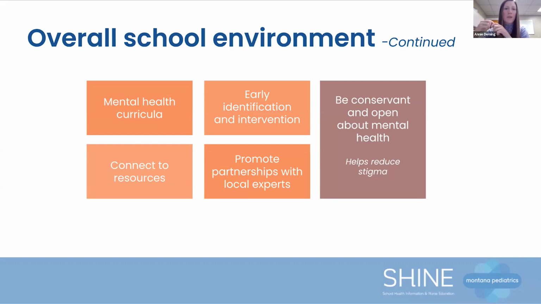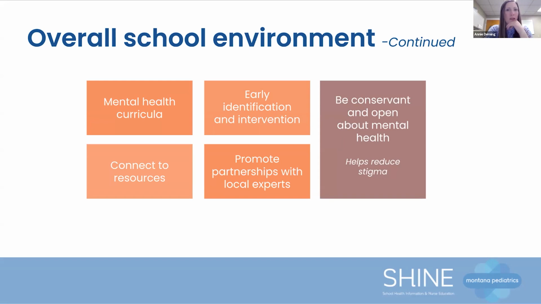Early identification and intervention, the SHINE program is really contributing to this. So helping everybody learn more about how to recognize mental illnesses in students and how they might present. And then being able to connect to resources. That is definitely harder in rural settings, but we have lots of great online resources that can be utilized. These are growing all the time, just like Chandi mentioned at the beginning. And then also promoting partnerships with local experts. Again, SHINE is supporting this.